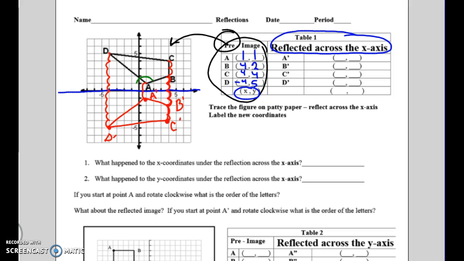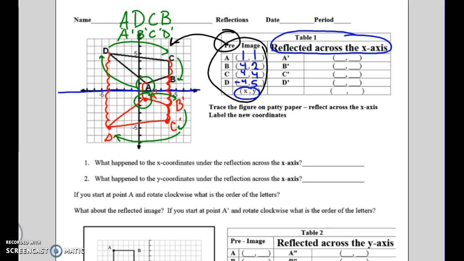Okay, if I start at A and I go clockwise, on this one it's A, D, C, B. Would you agree? Down here, if I start at A and I go clockwise, then my letters are A prime, B prime, C prime, D prime. Are my letters exactly the same? No. That means my orientation changed. That means it has to be a reflection. If they're the same order, A, D, C, B, A, D, C, B, that means there is no orientation change and it is not a reflection. Does that make sense? Okay.